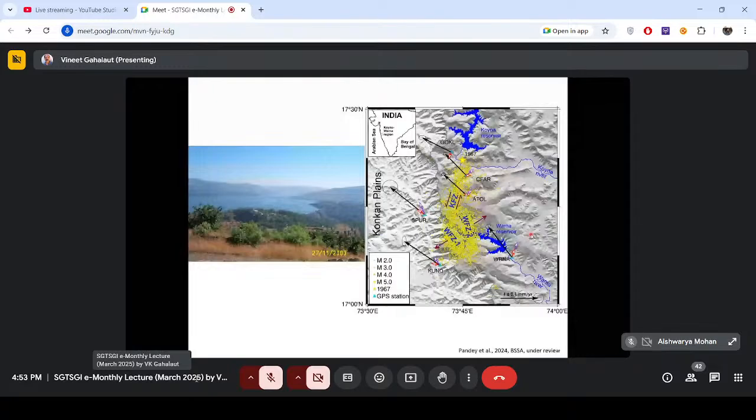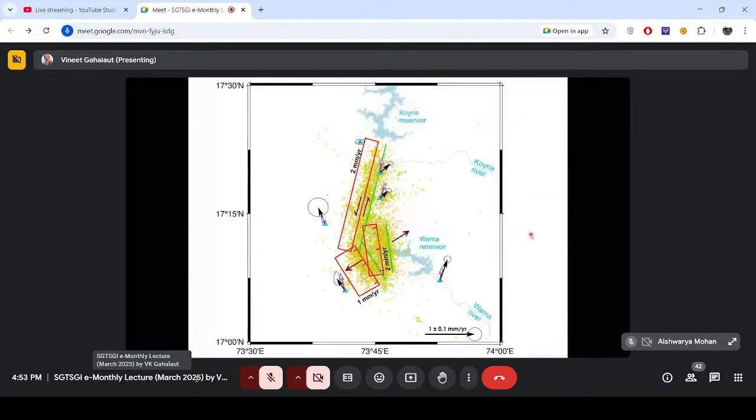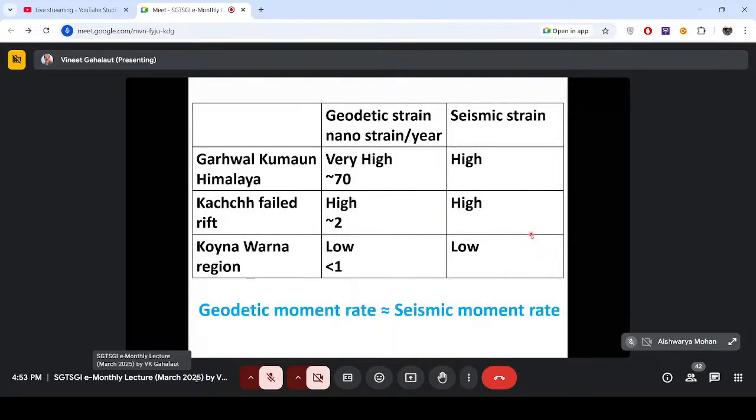You can model them, and the modeling tells you that the fault could still be slipping at a rate of about 2 millimeter per year, causing these earthquakes and causing surface deformation of less than 0.2 millimeter per year. I'll not go into the detail of that because it will take one more talk to understand the intraplate deformation of the Koyna-Warna region. But now, the final slide here: look at Garhwal Kumaon.